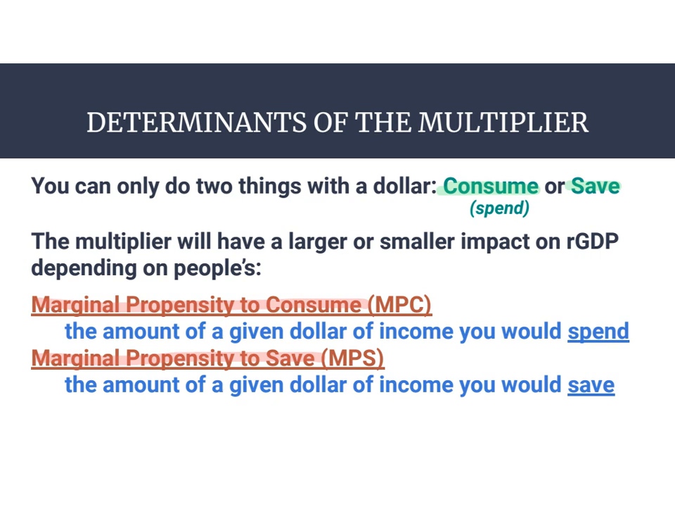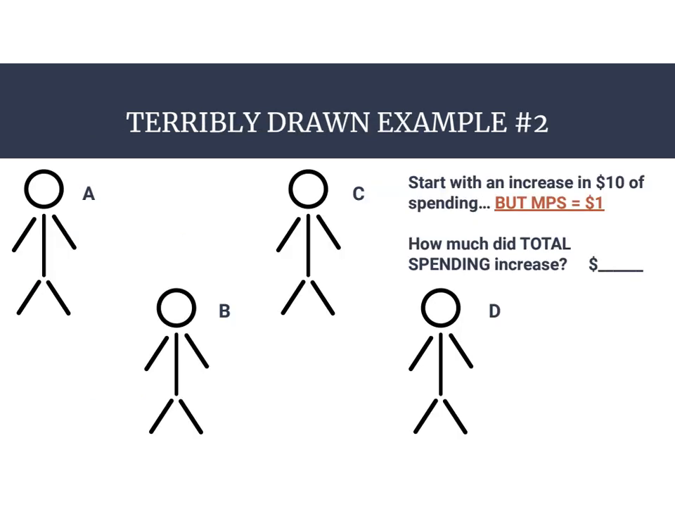And then the other side of it is the marginal propensity to save, which is the amount of a given dollar of income that you would save. So in the same example, person A saved $2, which is 20%. So his marginal propensity to consume in the first example was 80%, and his marginal propensity to save was 20%. These will determine how much effect the multiplier has on the change in spending. So let's go back to this example and change it around a little bit using a change in marginal propensity to consume and marginal propensity to save.